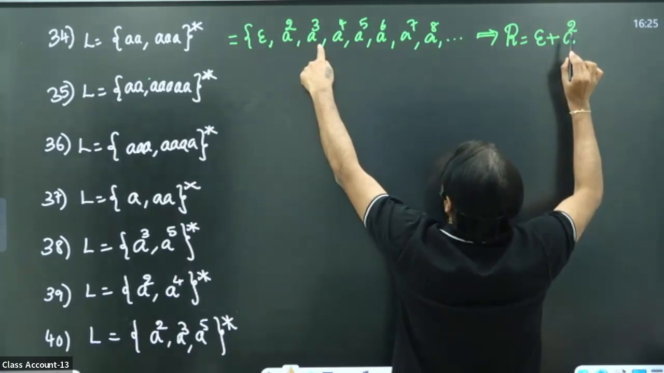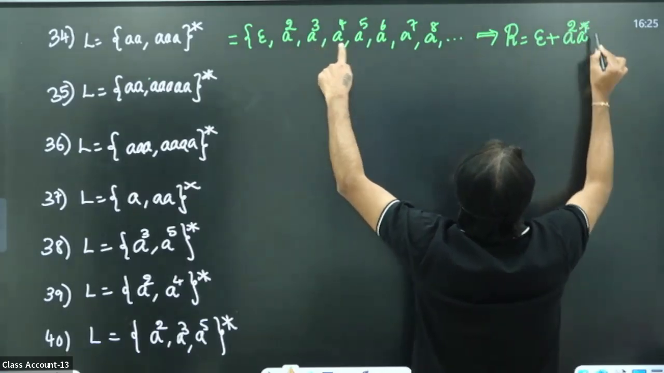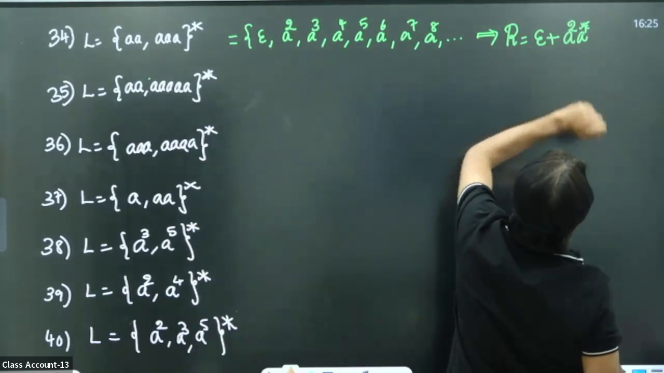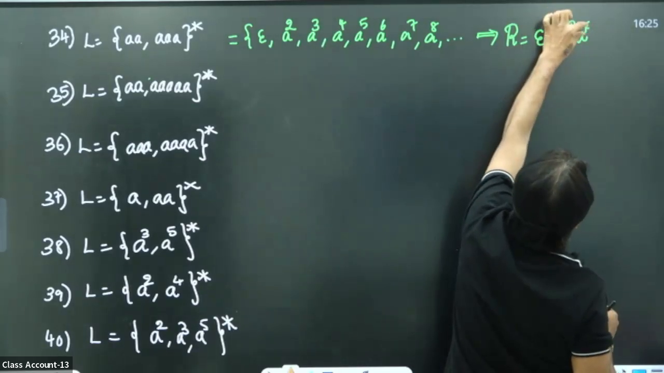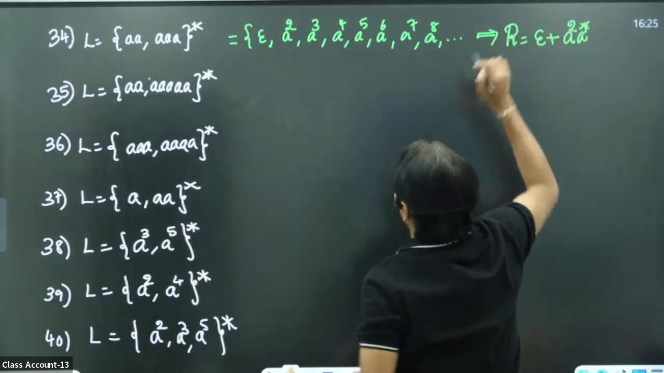A square, then if you want a power 3, this a star can help you. Like, if you want a square, put a power 0. If you want a power 3, a power 2, a power 1, you can write. If you want a power 4, 2, 2 you can take. 5, 2, 3 you can take. But single a you can't get from here.